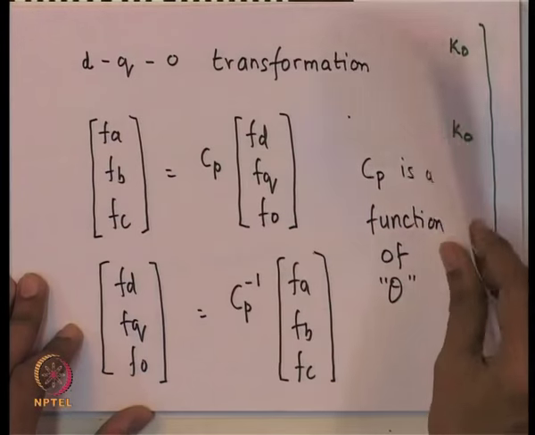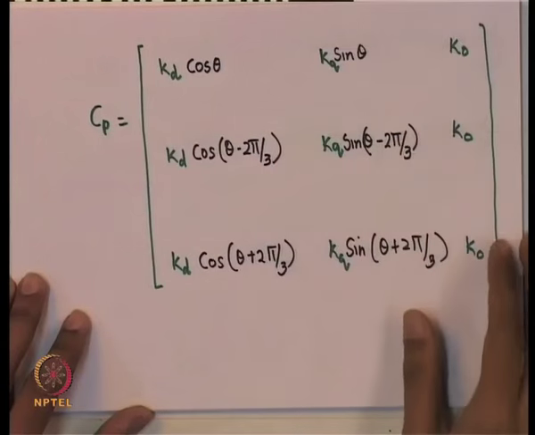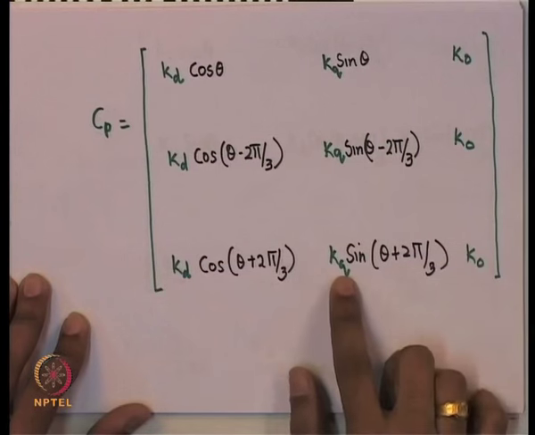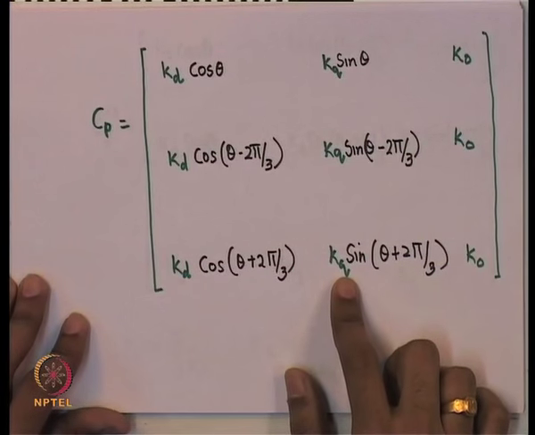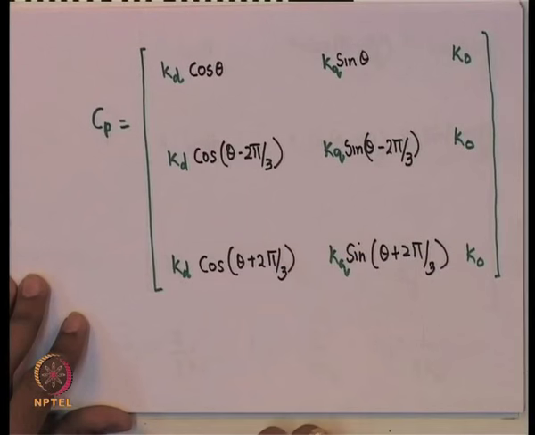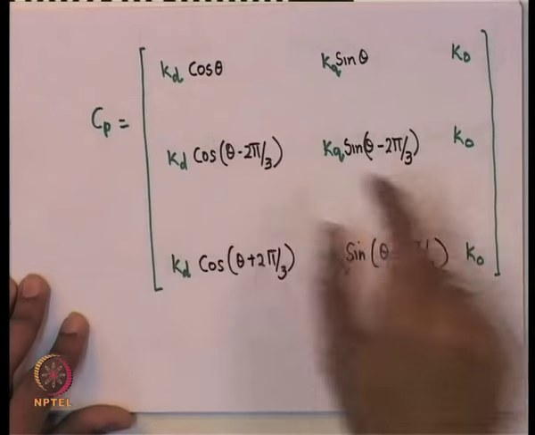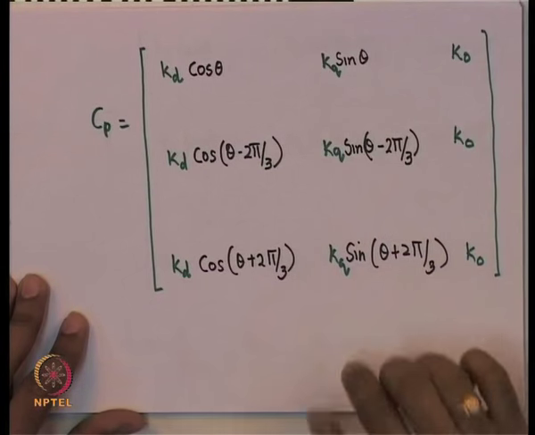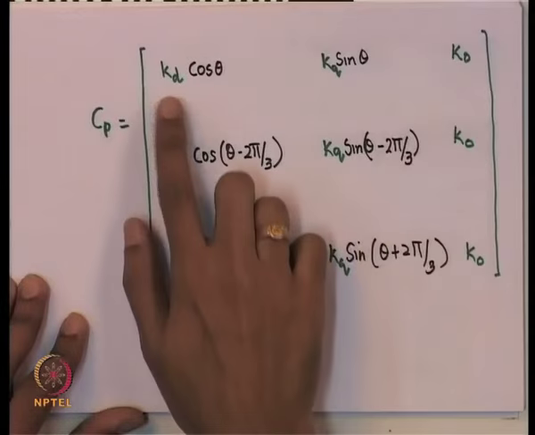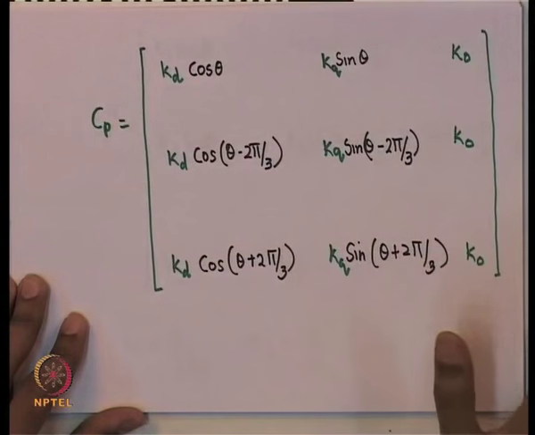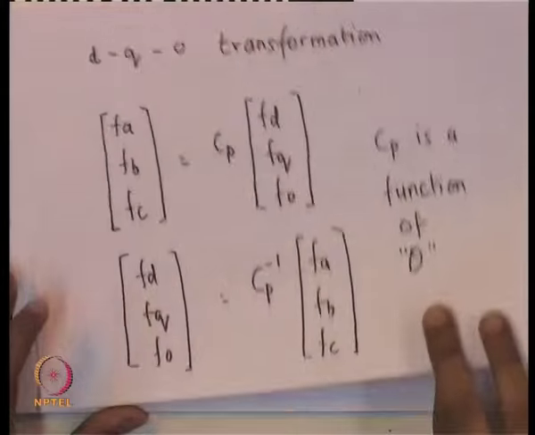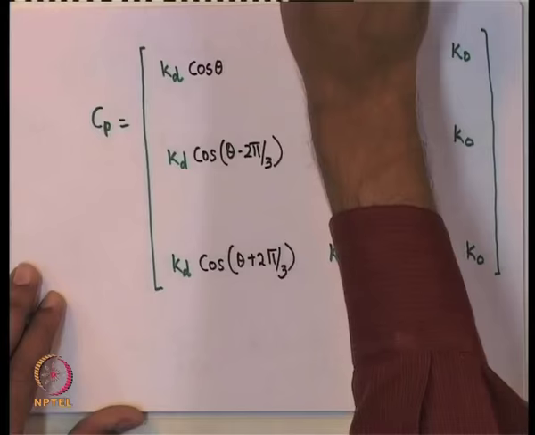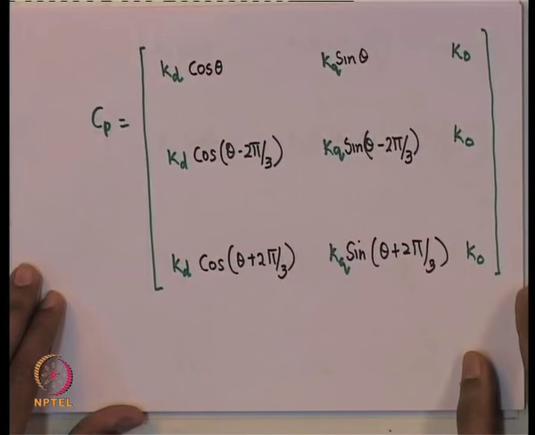Now, C p of course is this. These k d, k q and k 0 are non-zero constants, three non-zero constants, which are used in the transformation. The reason why I have not put any numerical value onto k d, k q and k 0 is that it is not essential. The values of k d, k q and k 0 can be arbitrary, but non-zero. If they are 0, of course, C p inverse will not exist. So, k d, k q, k 0 are non-zero constants.